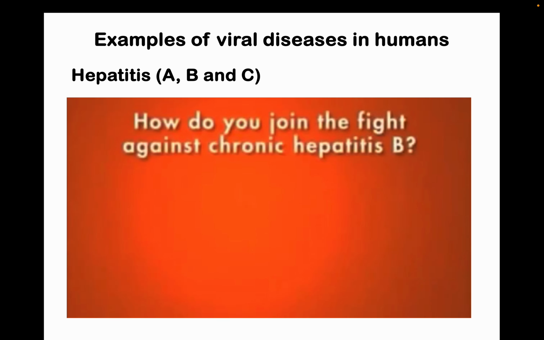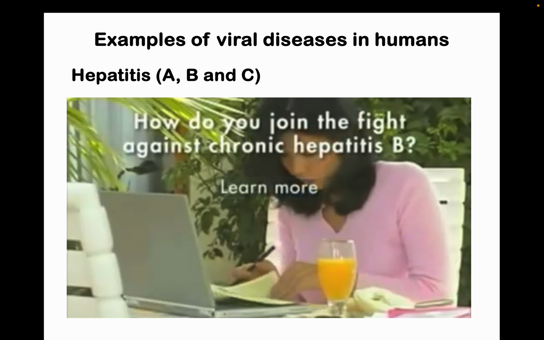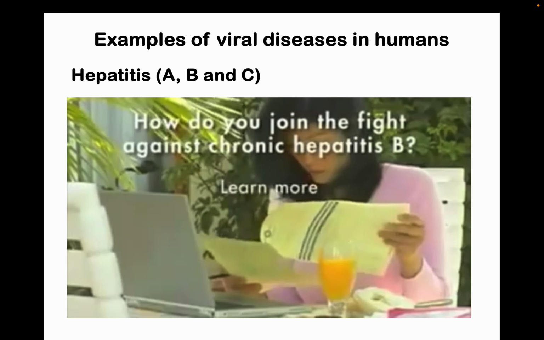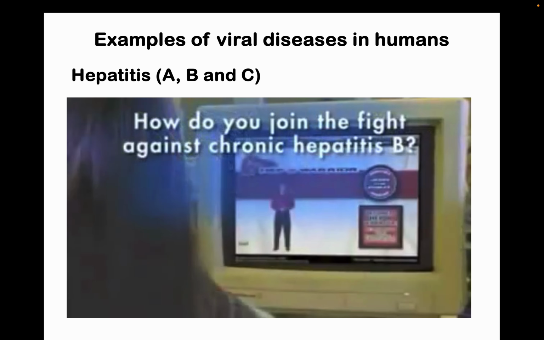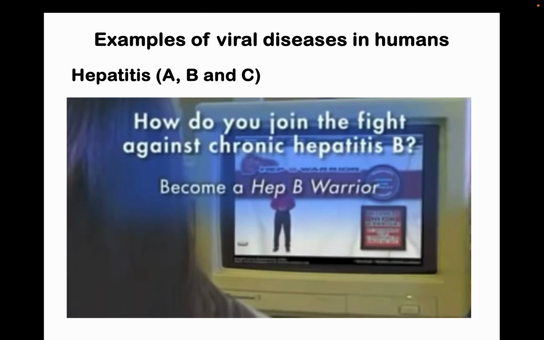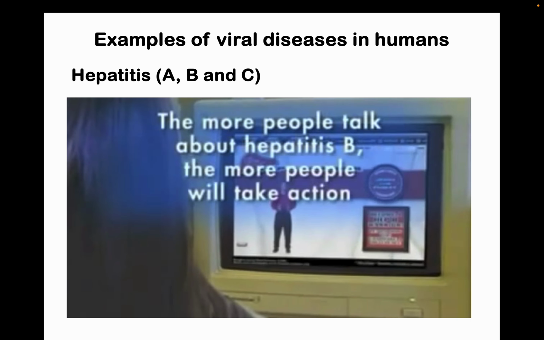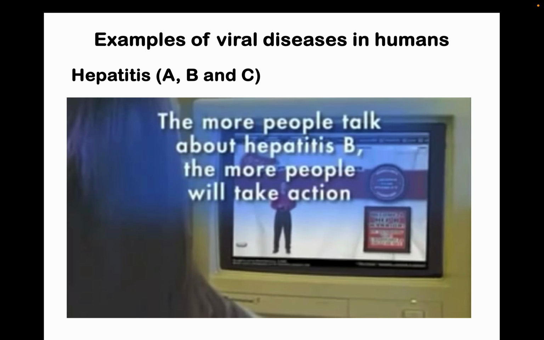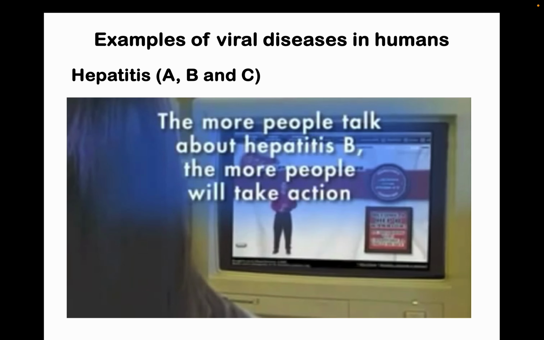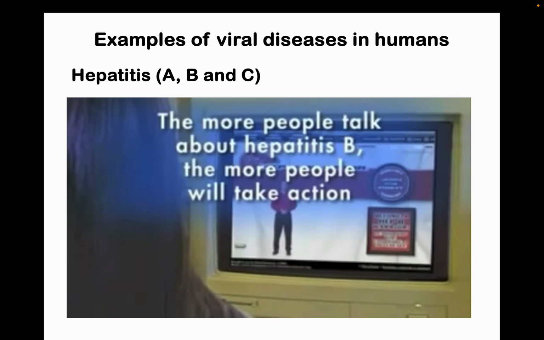There are several things you can do to help stop this silent killer. You can start with learning more about the disease and how to prevent the spread of the virus. In fact, you can join the fight against chronic hepatitis B by becoming a Hep B warrior. This takes no special skills, just a willingness to talk about the disease every chance you get. The more people talk, the more people will get tested and vaccinated.